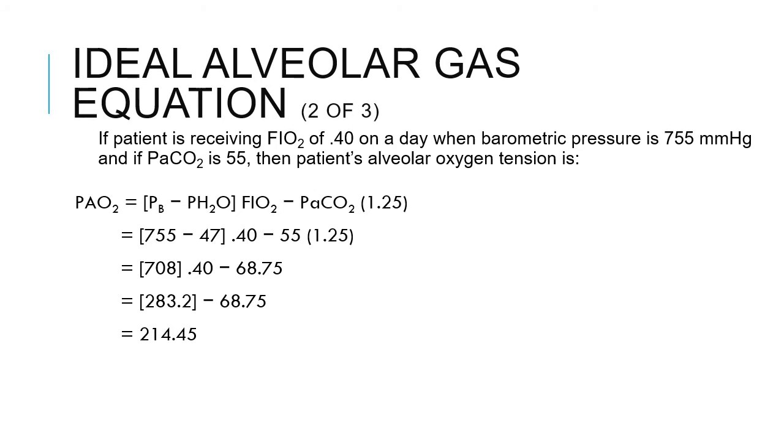Barometric pressure, 755, minus 47, which is the pressure of water vapor, times 0.40 is equal to 283.2. That's just the first half. Then we need to take 55 times 1.25, which is equal to 68.75. 283.2 minus 68.75 is equal to 214.45.